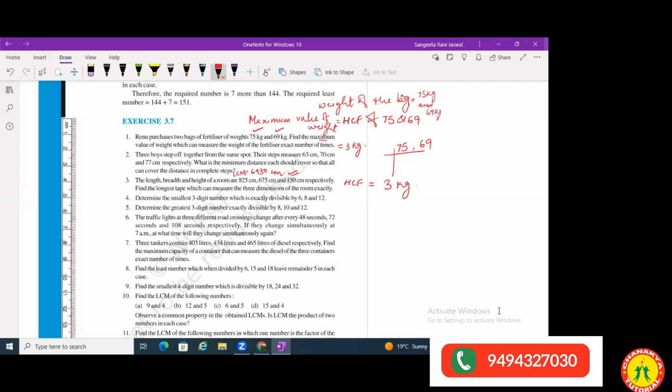Now we'll do this one. We have done first, second. Now we'll do the fourth one. Determine the smallest three-digit number which is exactly divisible by 6, 8, and 12.